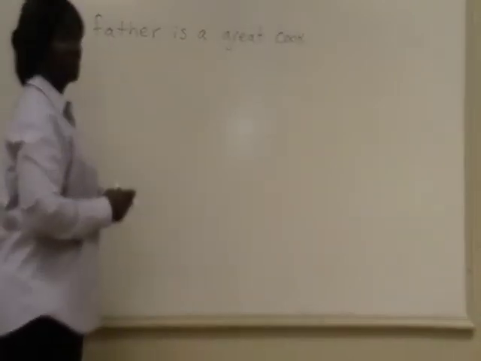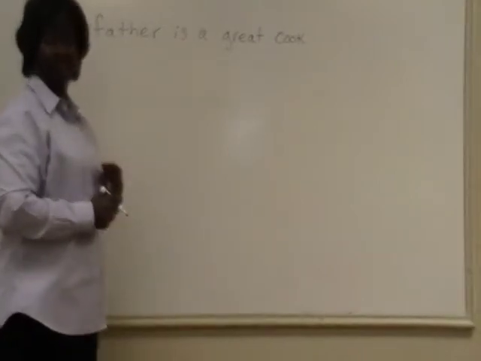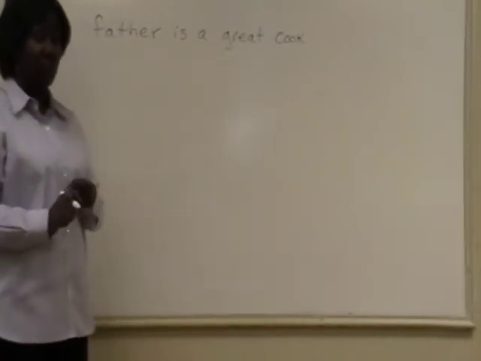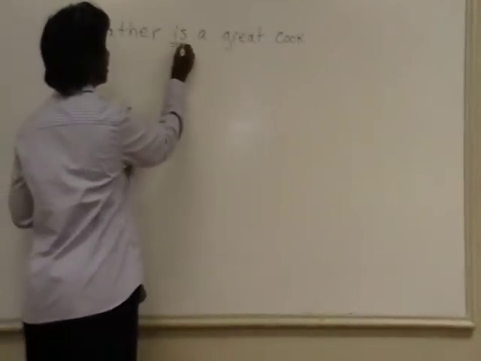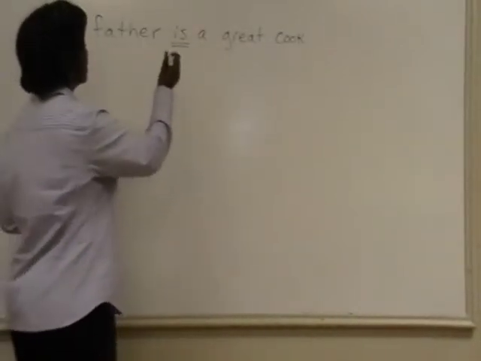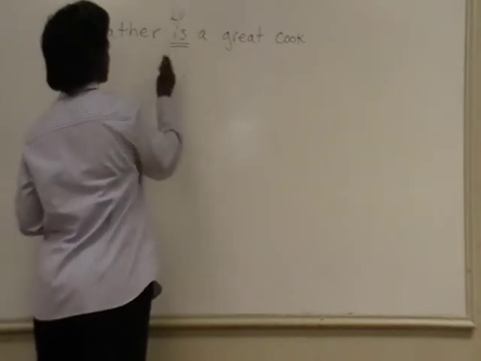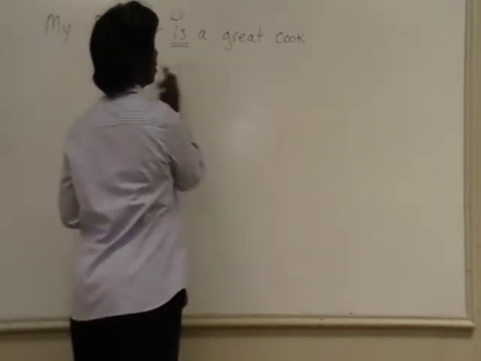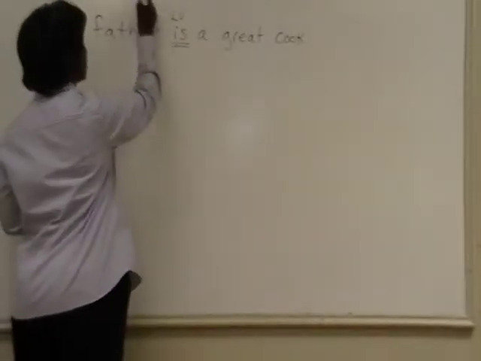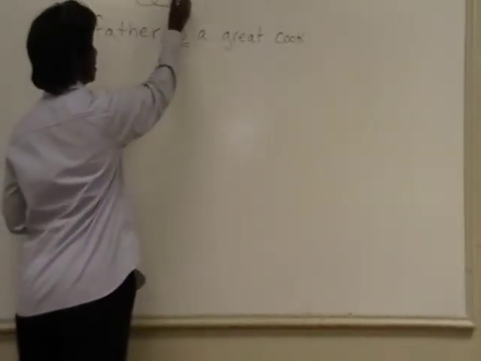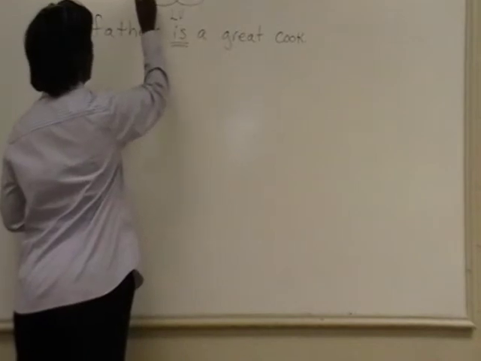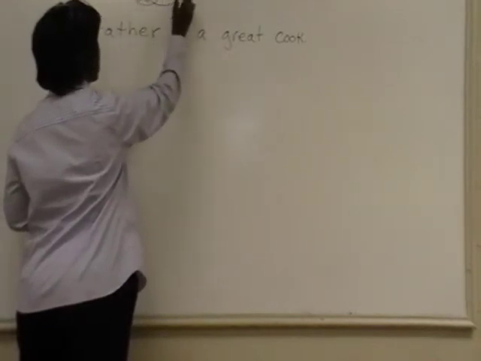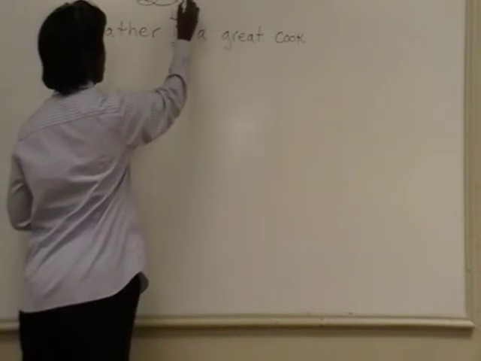So let's look at my father's a great cook. We don't have any conjunctions. We don't have any prepositional phrases. So let's go straight to the verb. Is is your verb in this case. And notice that it's a linking verb because it's going to link something from here to here. What makes something a linking verb is that we have to have some sort of subject linked to some sort of predicate nominative or predicate adjective. So it's going to have to be like that.